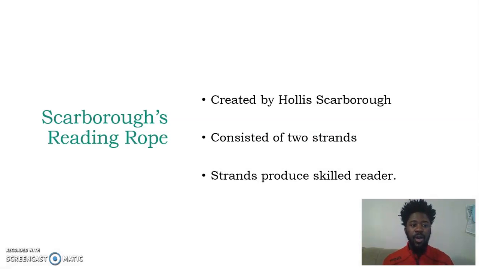The next theoretical model we have is Scarborough's reading rope. Hollis Scarborough, who was a leading researcher in early language development, created this reading rope. It's kind of neat because the reading rope actually consists of two strands, the upper and the lower strand. These two strands are word recognition and language comprehension, and together they work to produce a skilled reader.